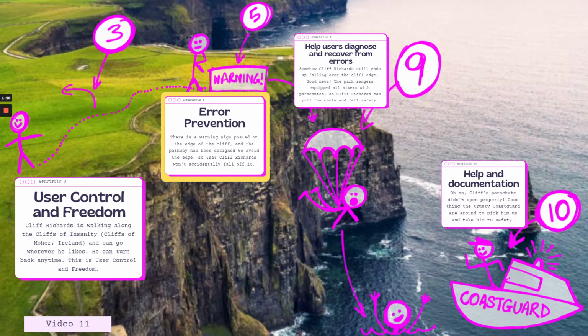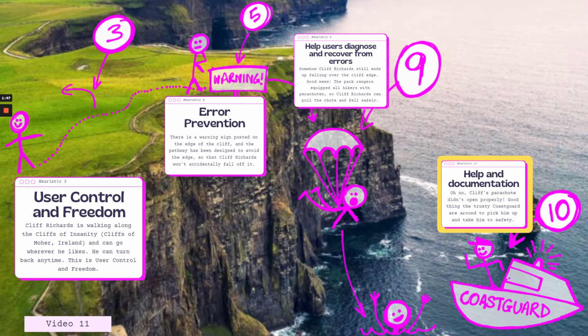This is error prevention. The pathway has also been dug a way back from the cliff edge. Again, error prevention. Cliff Richards somehow still manages to fall over the cliff edge. Good news! The park rangers have equipped all hikers with parachutes, so Cliff Richards can pull the chute and fall safely. This represents the 9th heuristic, help users recognize, diagnose, and recover from errors.